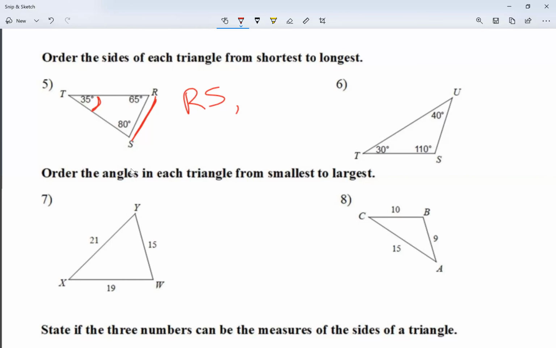Let me put a comma. Now let me find the medium side. I'm going to say 65, because remember I'm going from smallest or shortest to longest. Now 65 is the second smallest angle. Now that corner is opposite from this side. For sides, I have to use two letters. That side is made by the letters T and S. Order does not matter for sides. So I'm going to call it TS. If you call it ST, you're okay.